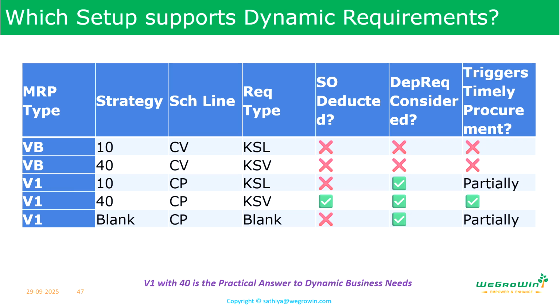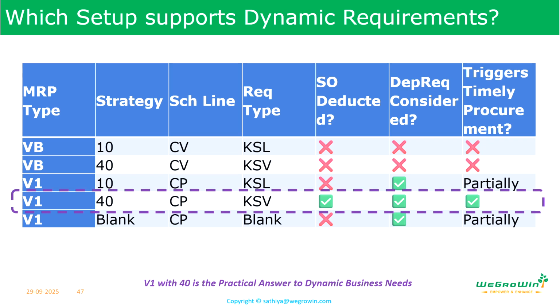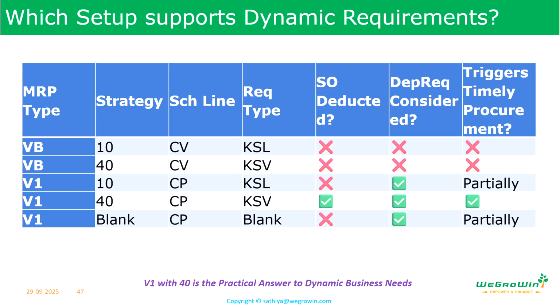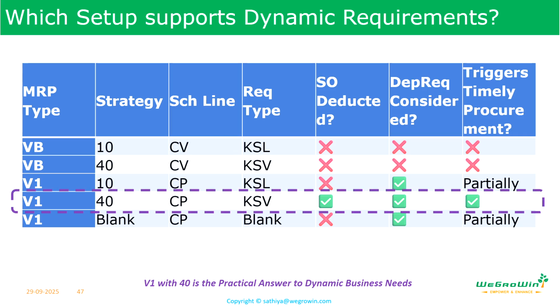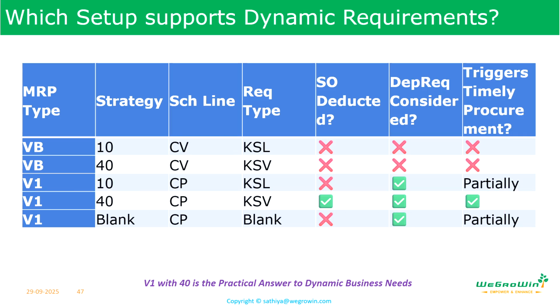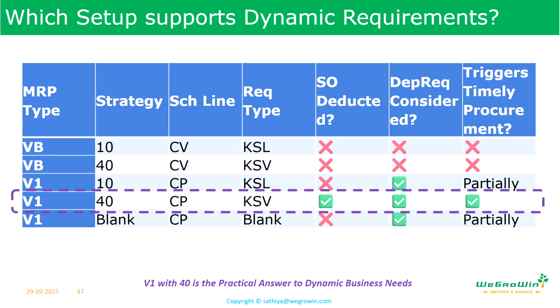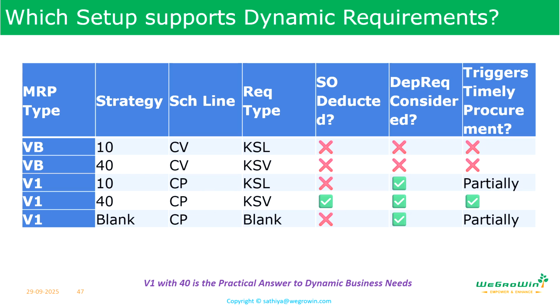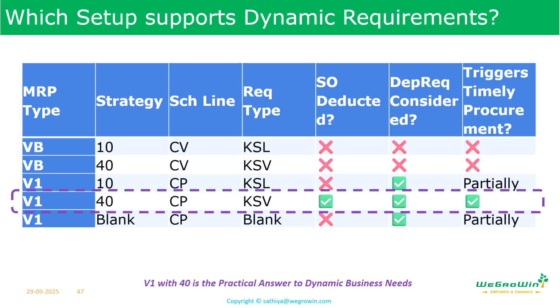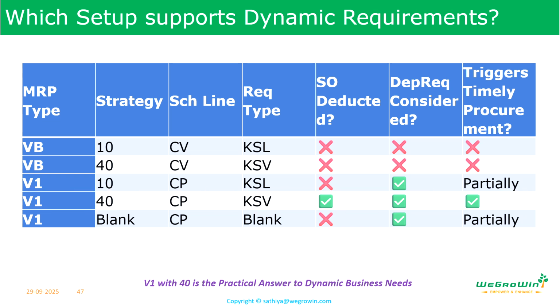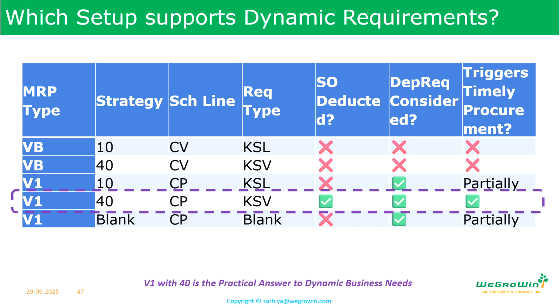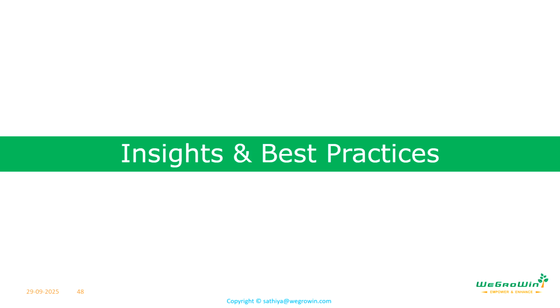But the MRP type V1 with the strategy 40 detects the sale order and also the requirements from production orders. So it triggers the requirement on a timely basis to cover the ROP, reorder point, and also the requirement from the dynamic requirements. That's why this combination is the practical answer to the dynamic business needs. Let us summarize the insights we gained so far and some best practices to ensure the benefit of this combination.